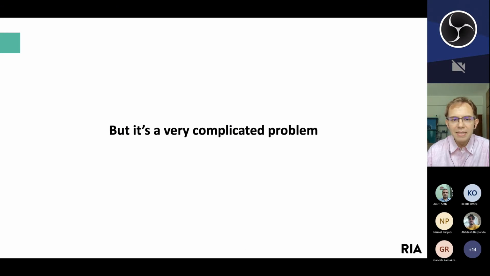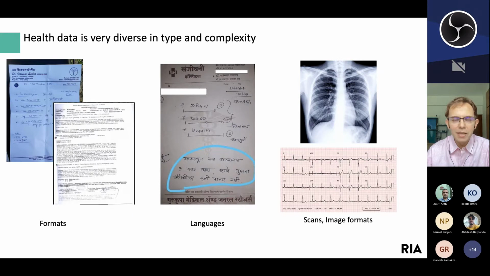But of course, health data standardization is a very complex problem. If I look at just a few examples I put up on screen here, health data exists in various shapes, forms, and sizes. On the left, you may see handwritten notes or prescriptions. You may see a printed format of a report. In the middle, you see different languages used, sometimes on the same form. You see Dolo written in English, but there's something written below in Hindi. And then of course, we have scans and images and x-rays of varying degrees.